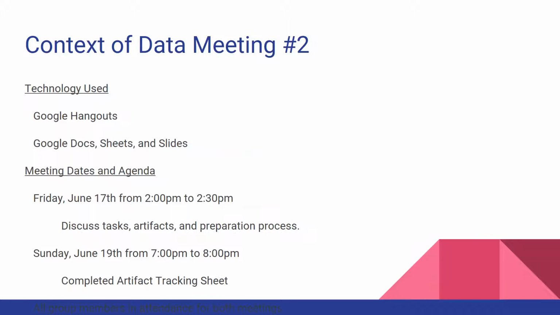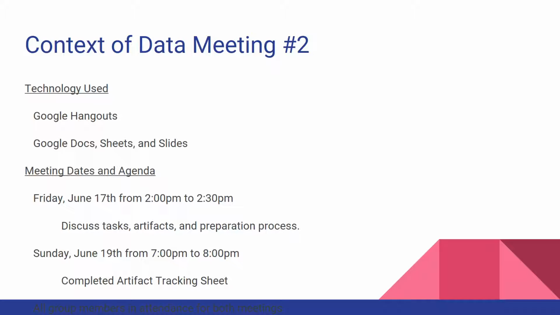In our explanation, we used Google Hangouts, Google Docs, Google Sheets, and Slides to meet, conducting live conferences, and to consolidate artifacts and information and complete the artifact tracking sheet. We met 2 different times during the week. We met Friday, June 17th, from 2 p.m. to 2:30 p.m. to get an idea of what artifacts each person would bring and how we would do the overall preparation for the meeting.